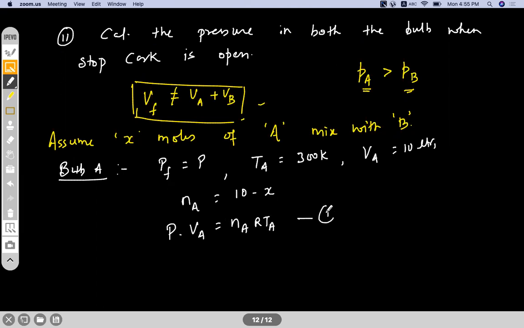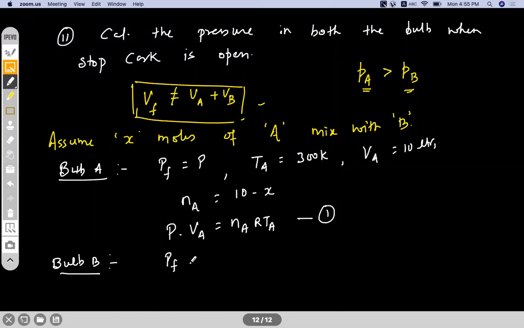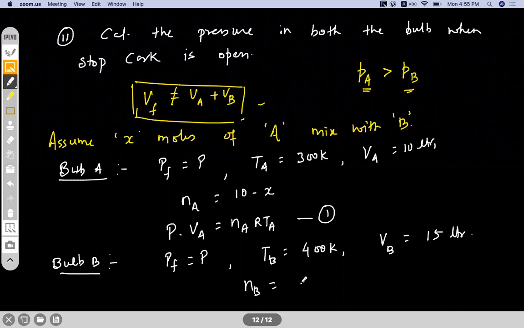That is equation one. And if you apply the same thing for bulb B, we have final pressure P, final temperature 400 Kelvin, volume of B is 15 liter, and the number of moles here was 5 initially plus x moles. So for this, we can again write PB VB equals nB R TB.